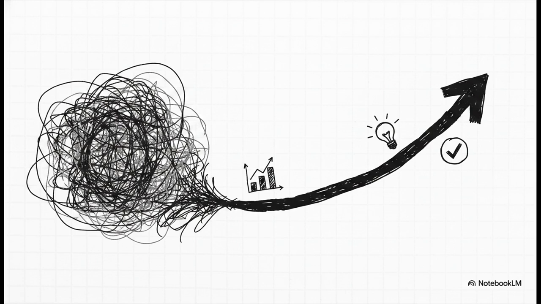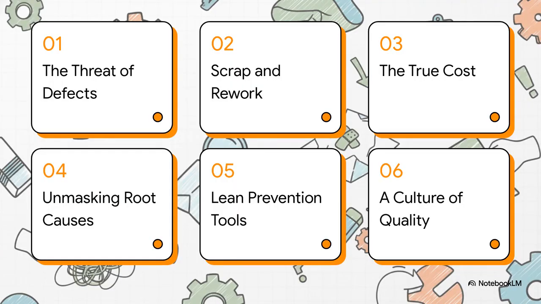You guessed it, defects. So here's what we've got lined up. First, we'll get into the hidden threat that defects pose. Then, we'll nail down exactly what we mean by scrap and rework before we look at the massive ripple effect of their costs. From there, we'll unmask the root causes, introduce some really powerful lean tools to prevent them, and finally, wrap it all up by talking about what it takes to build a real culture of quality.